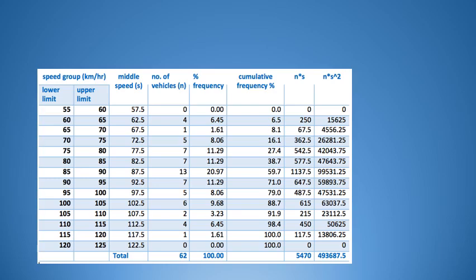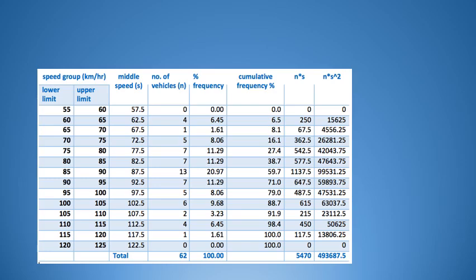Then you have to find the middle speed by dividing the speed range of each interval. For example, the middle speed of 55 to 60 km per hour is 5 divided by 2, which is equal to 2.5. Then we deduct the 2.5 from the upper limit speed, which would be equal to 57.5.